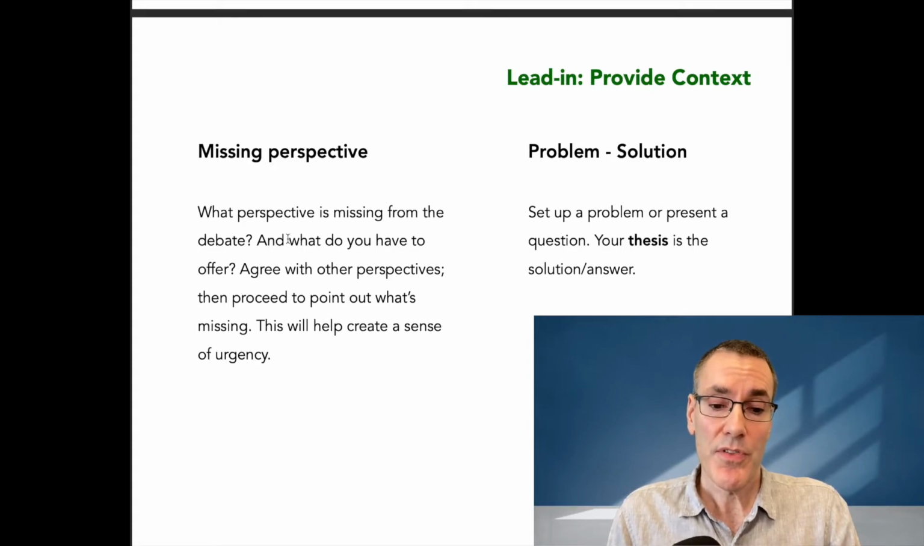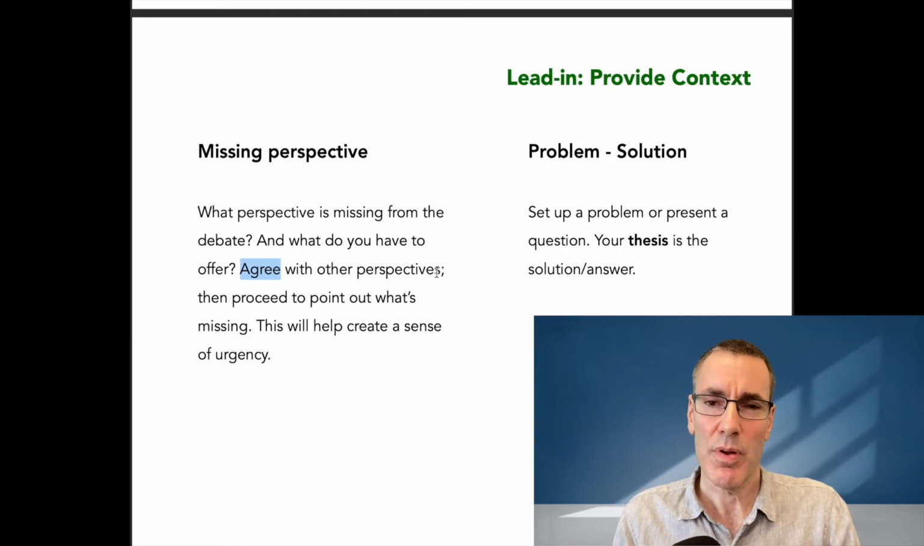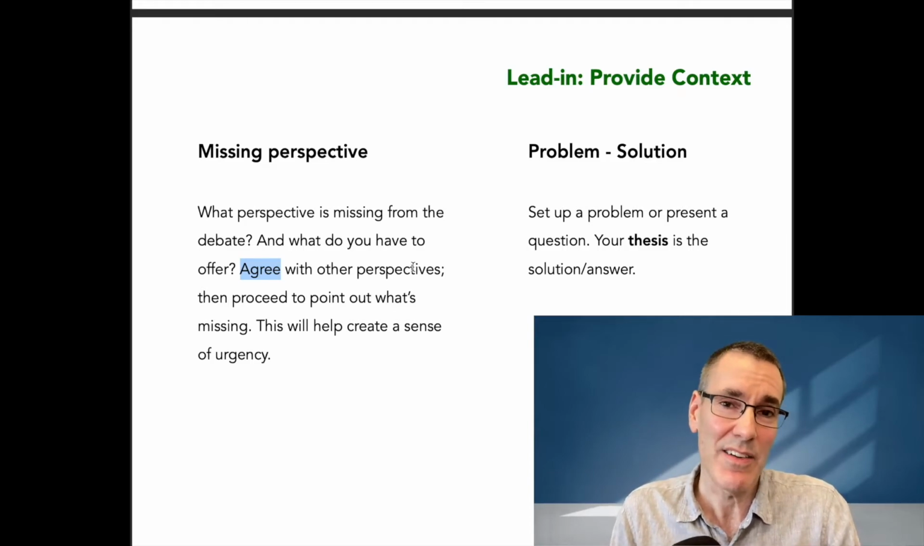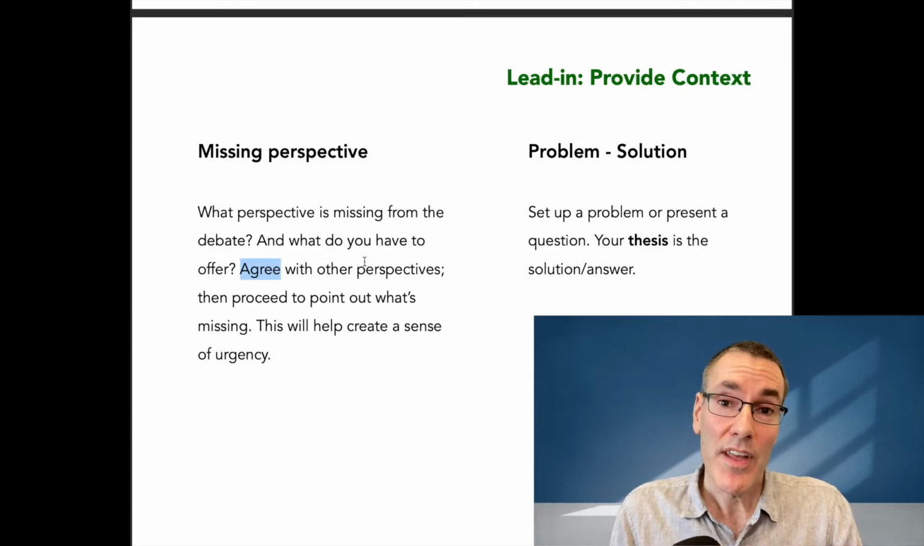What perspective is missing from the debate, and what do you have to offer? Agree with other perspectives, then point out what's missing. Now, this agreement is very important. It's civil. Your debates about academic matters and all matters, political matters or whatever, should be civil. It's like, okay, well, you guys have been saying A, B, and C, and I see some value in that. I don't really like C that much, but A and B aren't bad. What do you guys think of D?